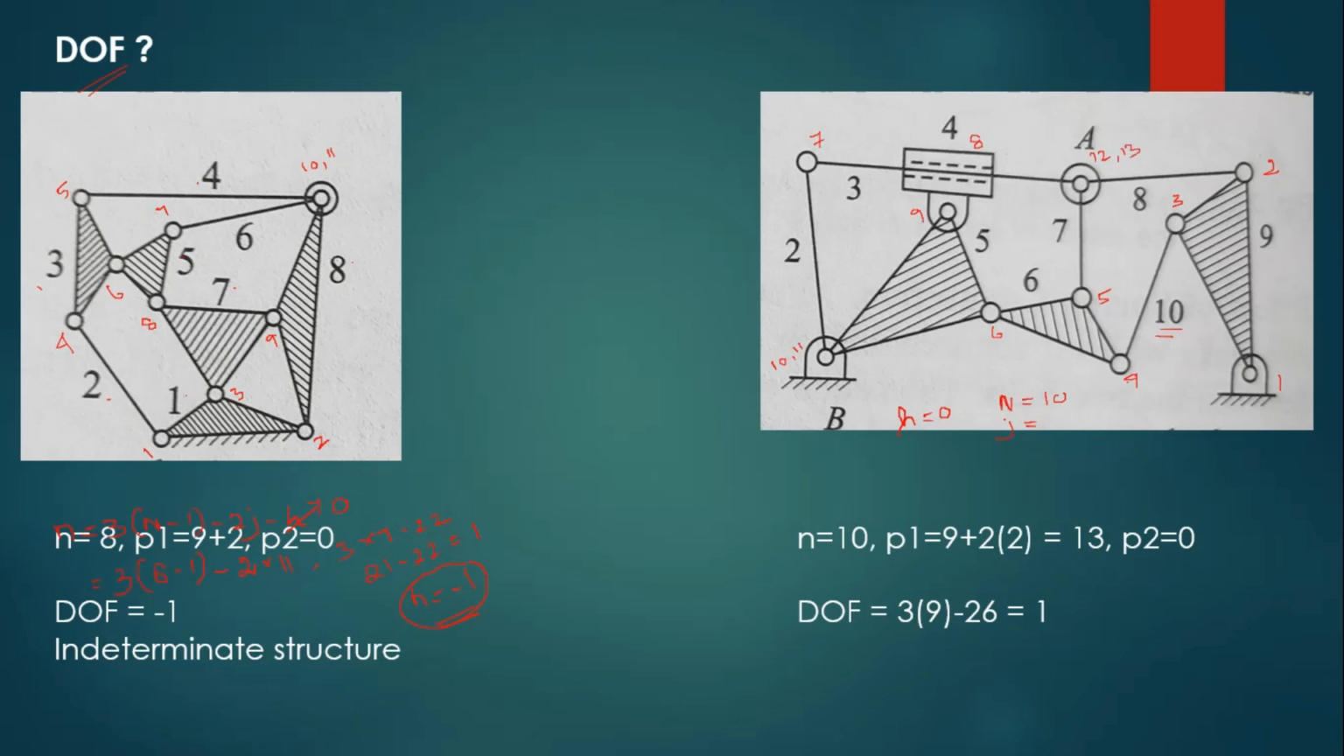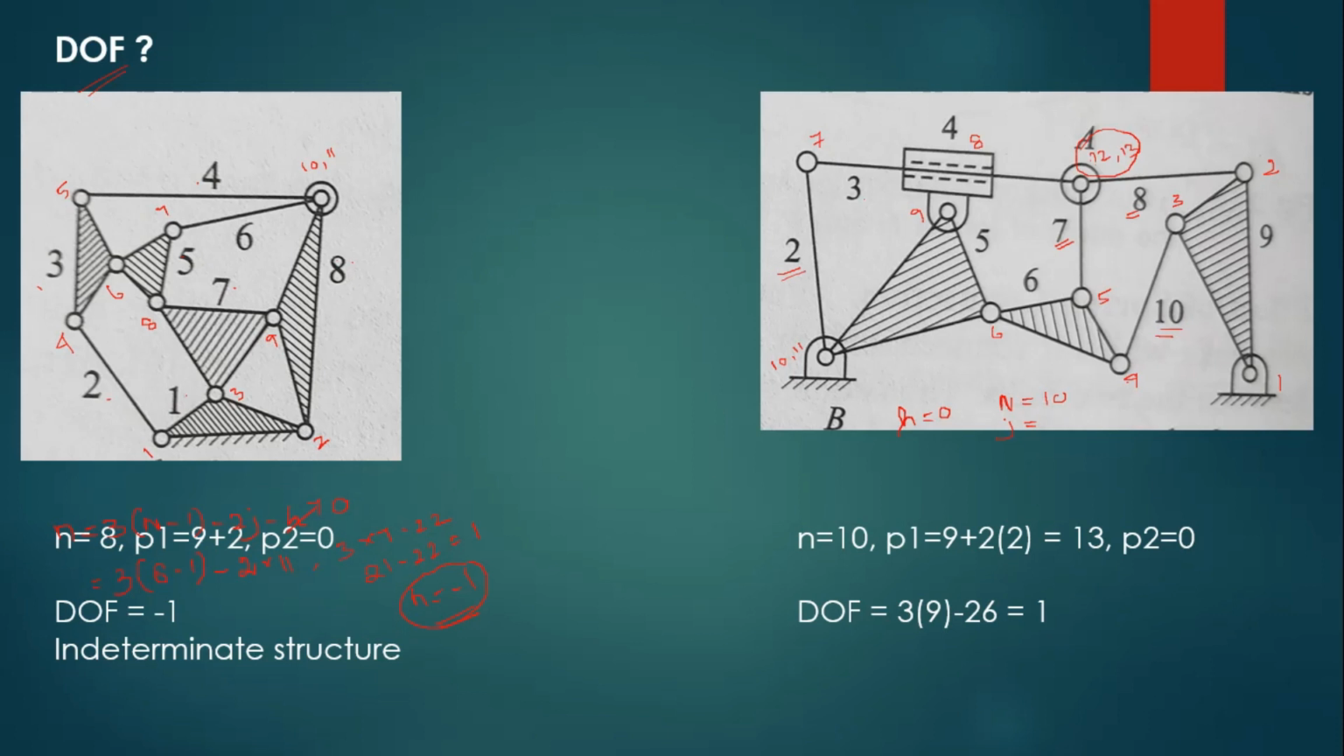See here, link 7 and link 8 both are connected at point A, and link 3 is also there. Link 3 and 7 are also connected at the same point. So here 2 pairs are there, right? Similar to that, here 2 pairs are also there.